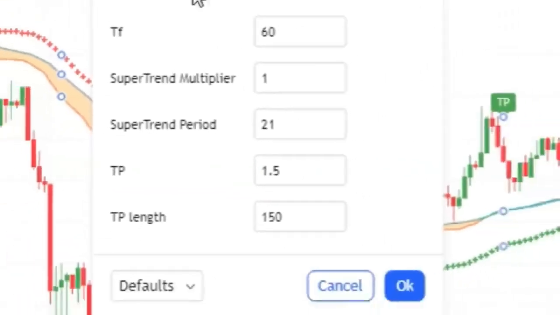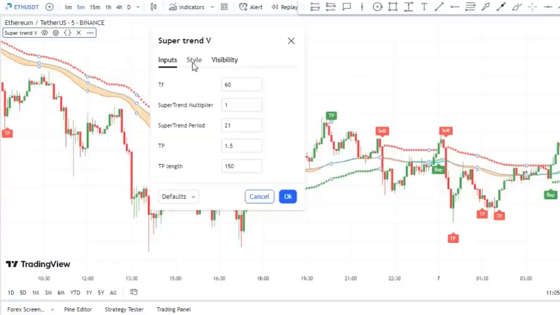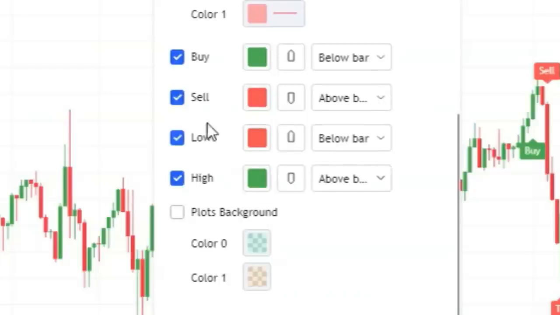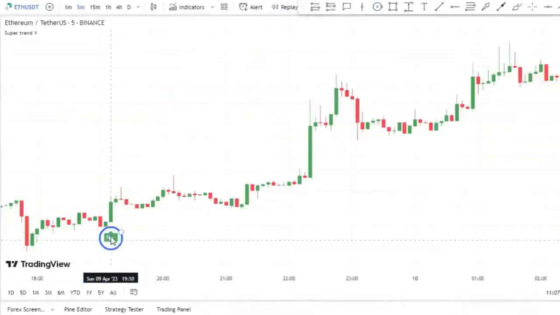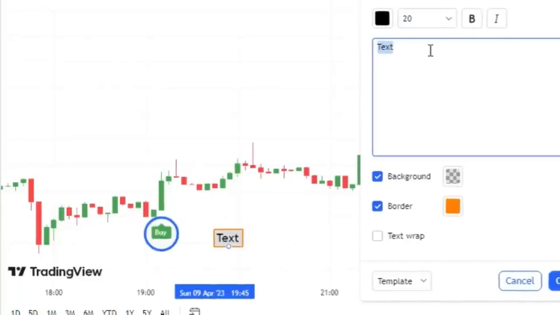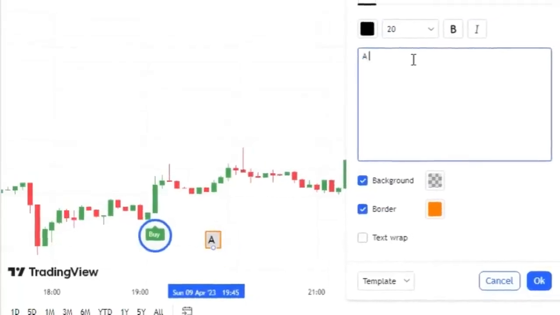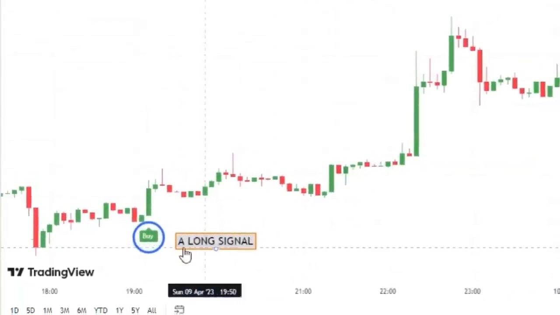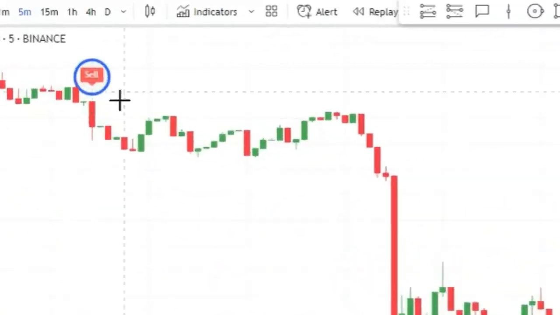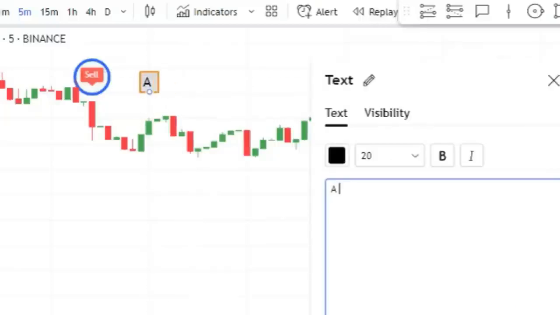Then in the style section, disable all options except for buy and sell options. With these settings, the Super Trend V indicator now functions as a simple buy and sell indicator. So when a buy signal is issued by the indicator, you can enter a long trade. And when a sell signal is issued by the indicator, you can enter a short trade.